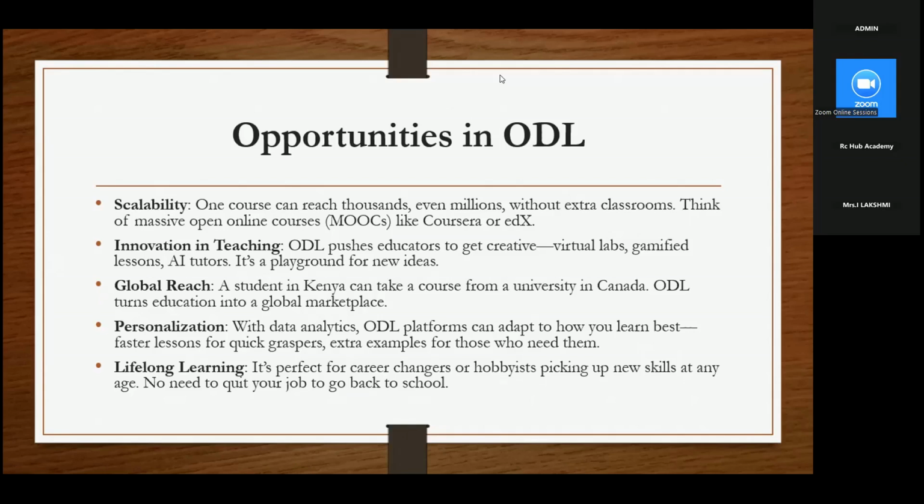And the next one is innovation in teaching. So when I go for innovation in teaching, you can see how far I'm going to make it gamified lessons or AI tutors or the like. So this all comes under innovation in teaching.